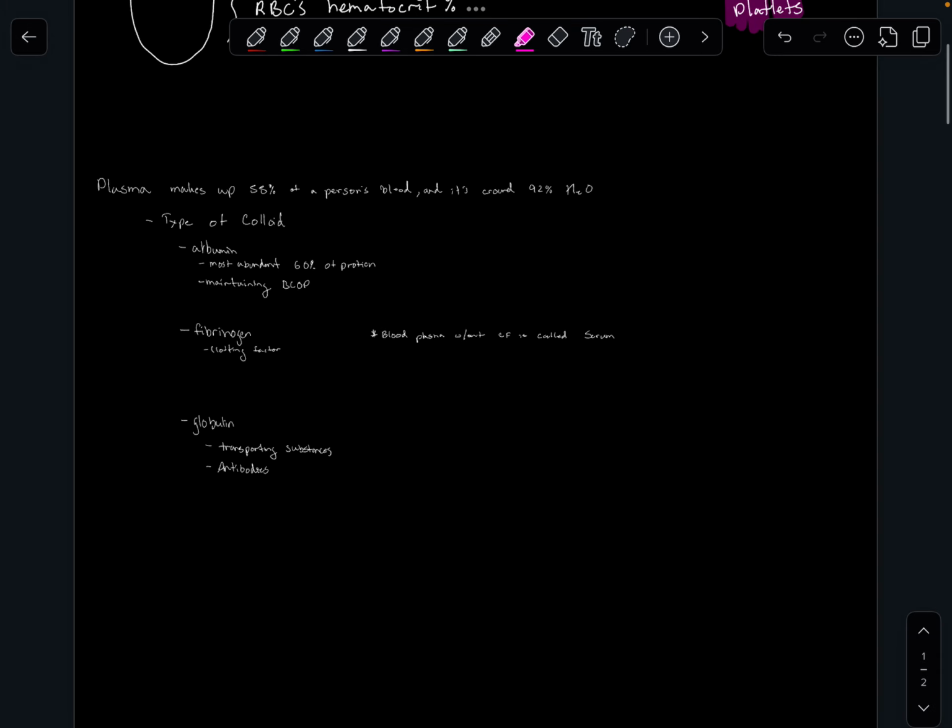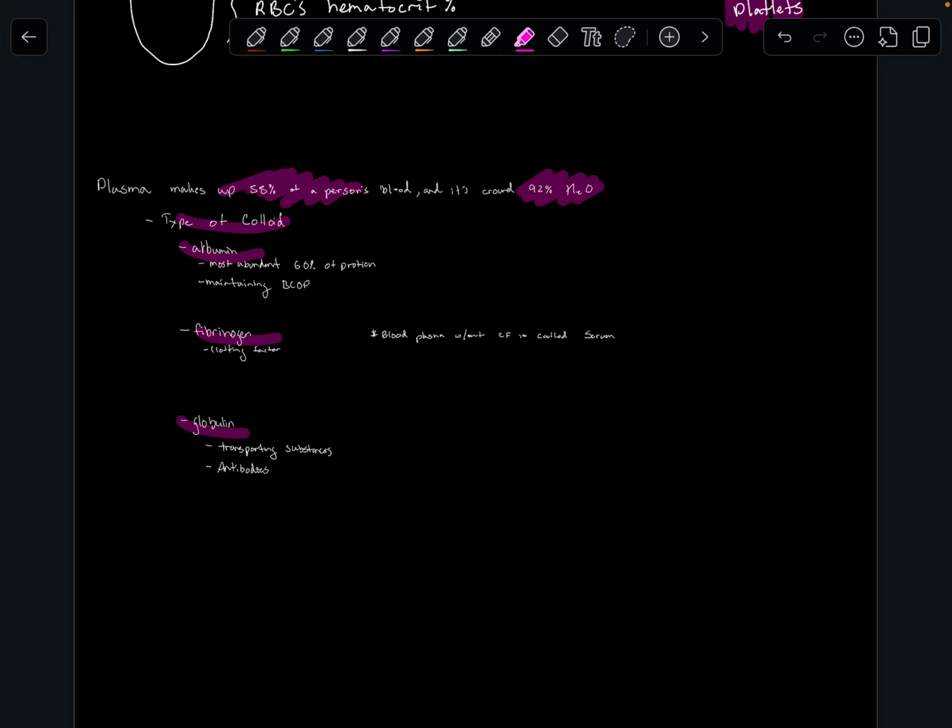Plasma is, again, 55% of a person's blood, but overall, it's about 90% water, and the other portion is a bunch of proteins. We have albumin, which is the most abundant, fibrinogen, and globulin.